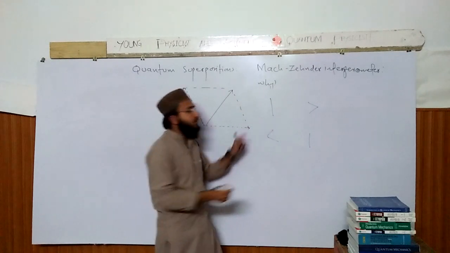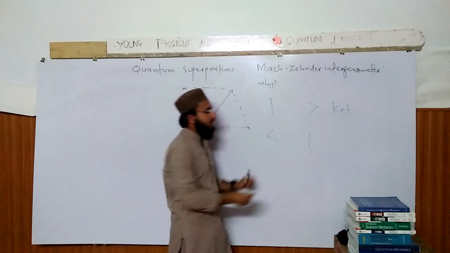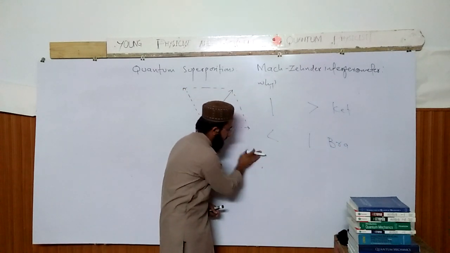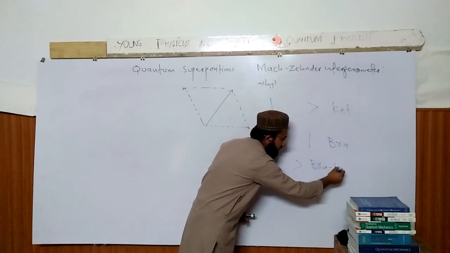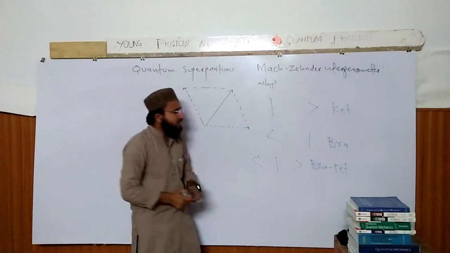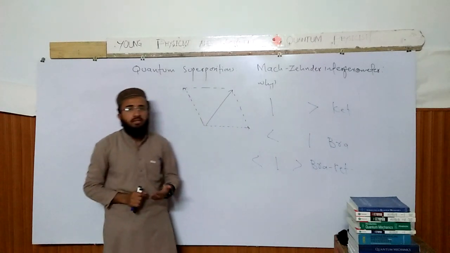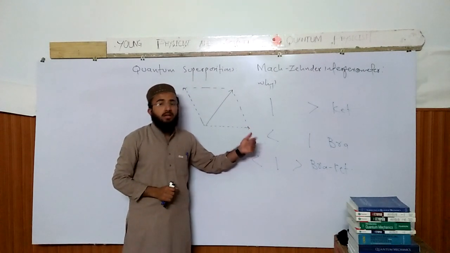This symbol is called the ket notation by Dirac, and this symbol is called the bra. And this notation is called the bracket. So these are actually the states, and I told you in the previous lecture that states are actually vectors.